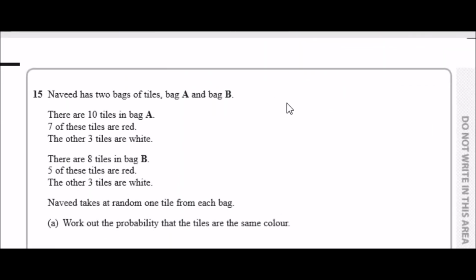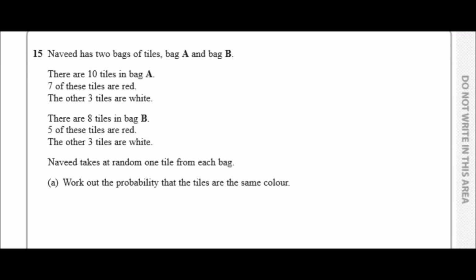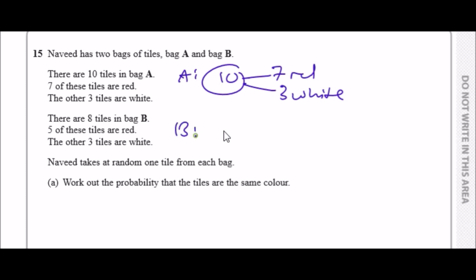Okay, let's move on. Alright, so Naveed, let's bring it down a bit. So Naveed has 2 bags of tiles, bag A and bag B. There are 10 tiles in bag A, where 7 of these are red and 3 are white. So let me just make a list. So 10 in the bag, 7 red, 3 white. Whereas bag B has 8 tiles.